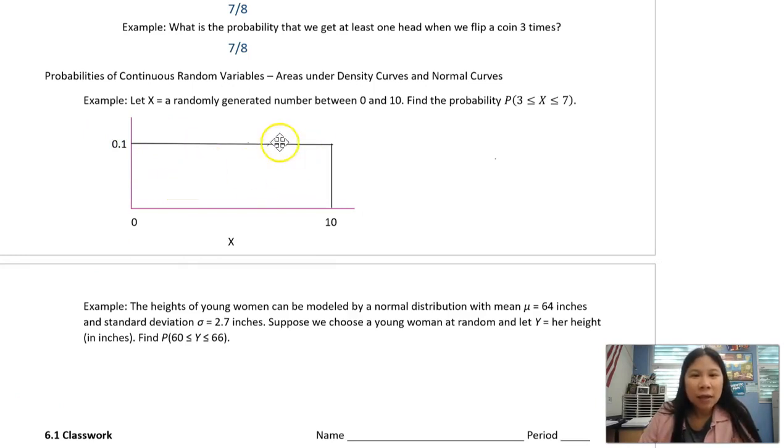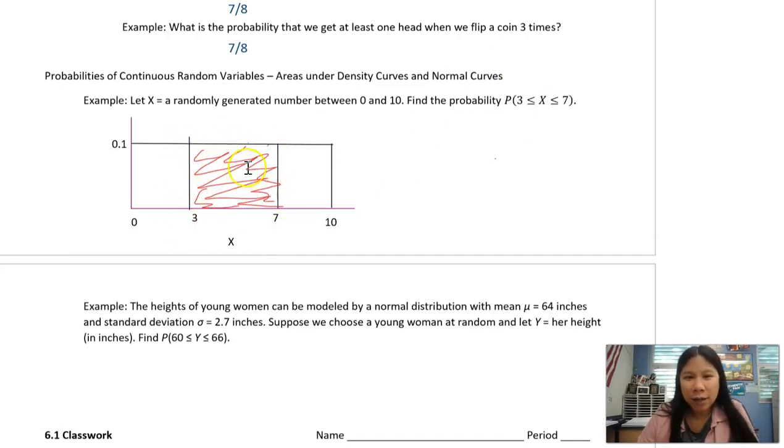And then from there, we are trying to find the probability of our random variable x being between 3 and 7. So equal or greater than 3, but less than or equal to 7. Visually, that would look like this. So we're looking for this area between the number 3 and the number 7.